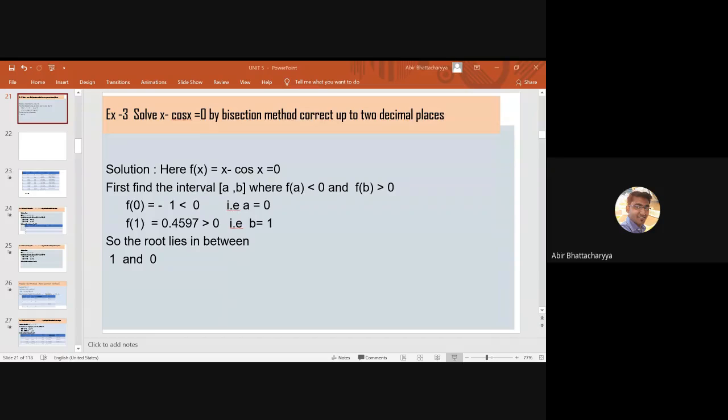Now you're quite habituated with those techniques and those algorithms. I think the screen is visible to you.